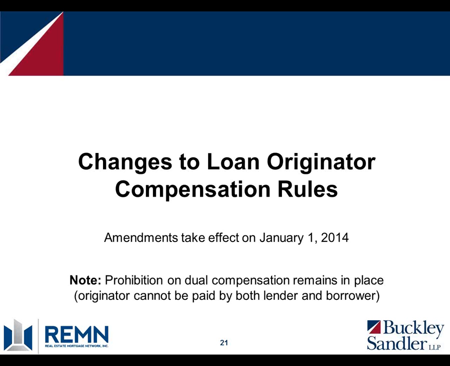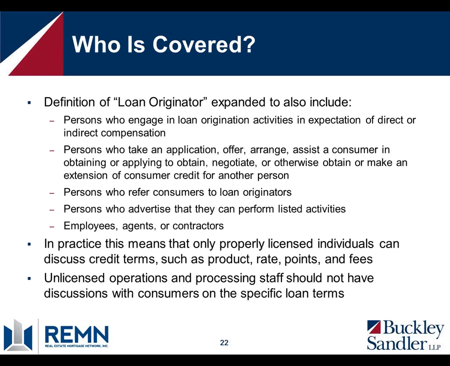So the Bureau came back through, did some cleanup on the rules, implemented what Congress did, and so now we have new rules that are taking effect on January 1. Generally speaking, they look pretty similar to the existing rules, and for instance, as this slide notes, the prohibition on dual compensation remains in place. So no changes there. Where there are changes is with the definition of loan originator. So who's covered by this rule? And the Bureau expanded this quite a bit. It now would apply to somebody who engages in loan origination activities in expectation of indirect compensation, as well as direct compensation.